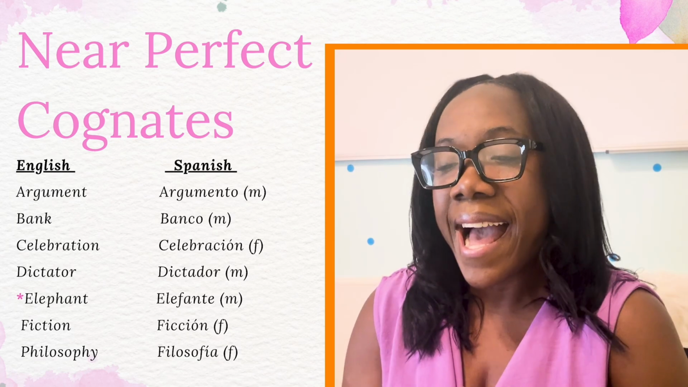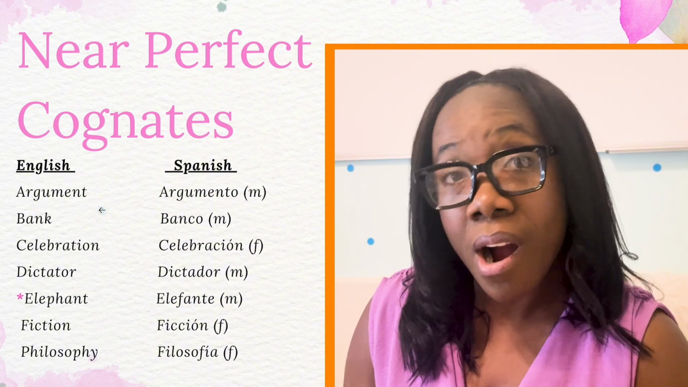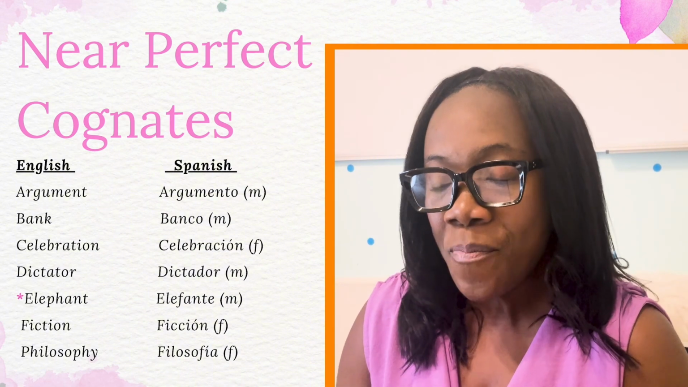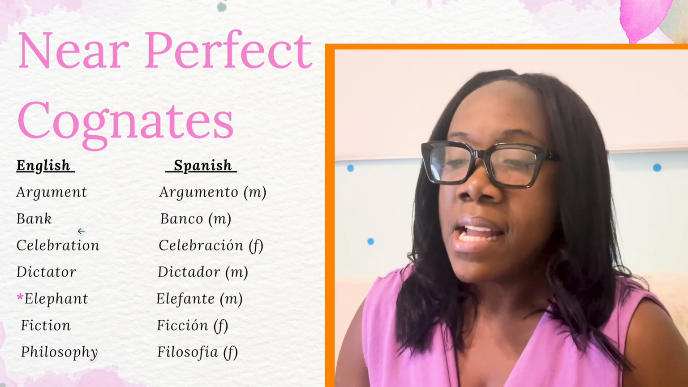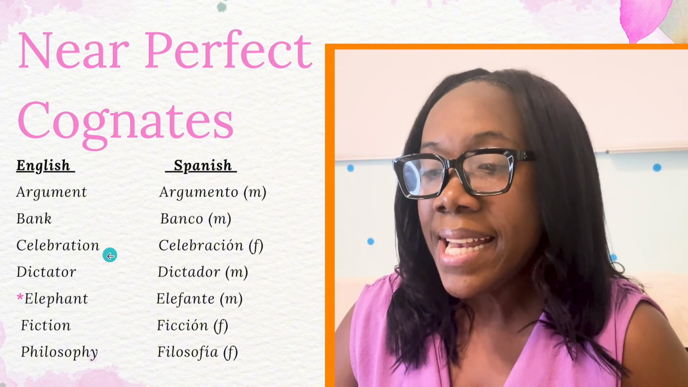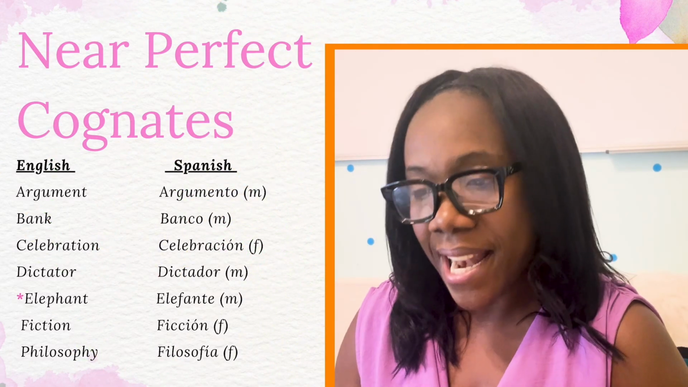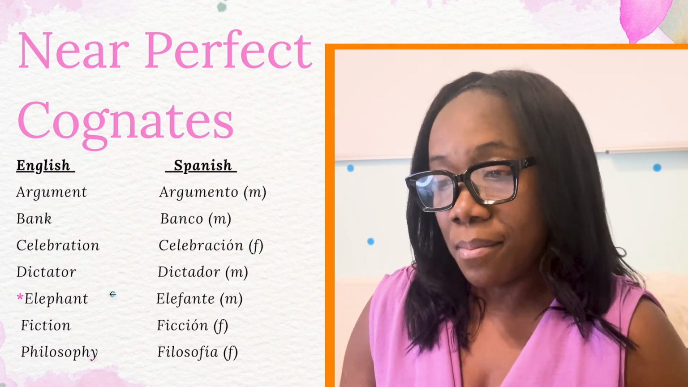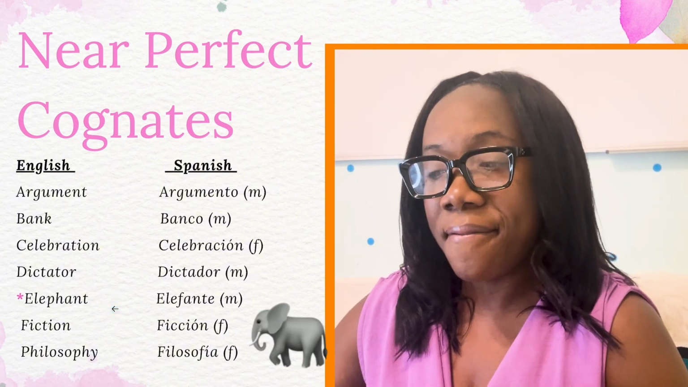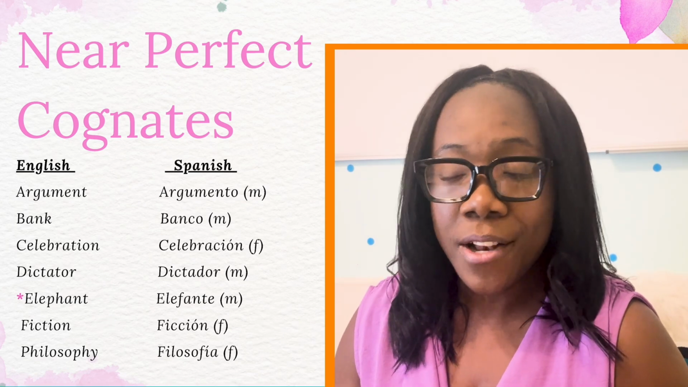And these are words that have a very similar spelling, all right? So for example, we have the English argument, which in Spanish is el argumento, el argumento. We have the English bank, and in Spanish, it's el banco, el banco. In English, we have celebration, which is la celebración in Spanish. Dictator becomes el dictador, el dictador. Elephant becomes elefante, elefante. And then fiction is ficción.